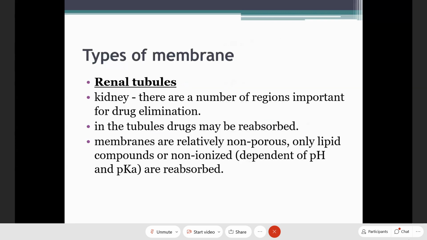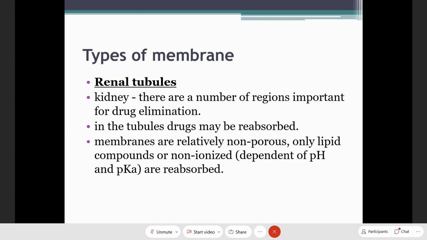Okay, and then the renal tubules, as the kidney, there are a number of regions. They're very important for drug elimination. Most of the drugs are eliminated via the kidney. So in tubules, drug absorption, reabsorption can happen.